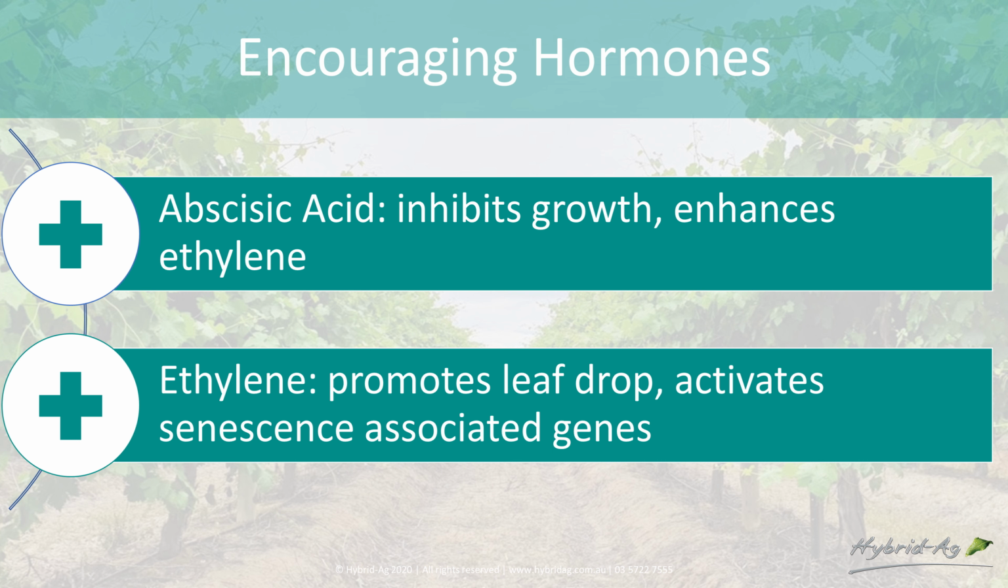When these hormones are prevalent during the senescence process, they will continue to drive the senescence forward within the plant. So if you actually want to try and help accelerate the senescence process, you can also foliar apply abscisic acid type products, which will help induce that senescence process.